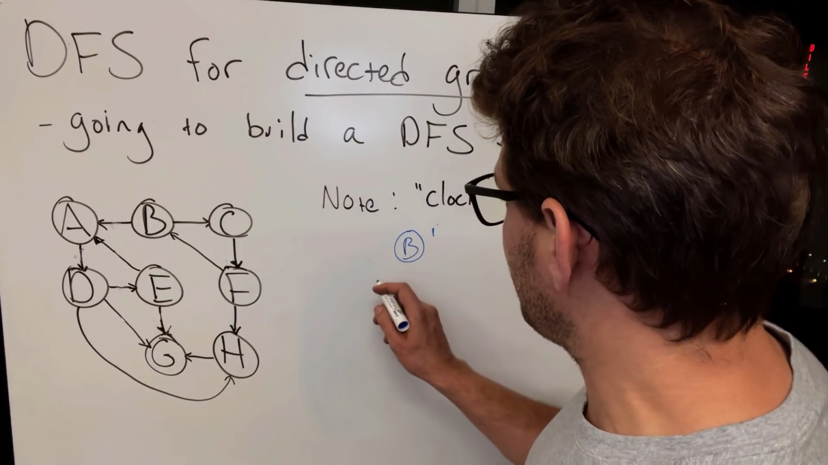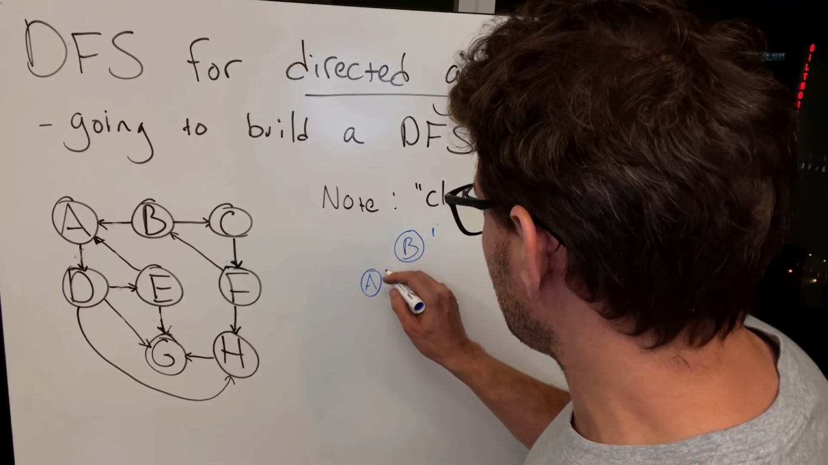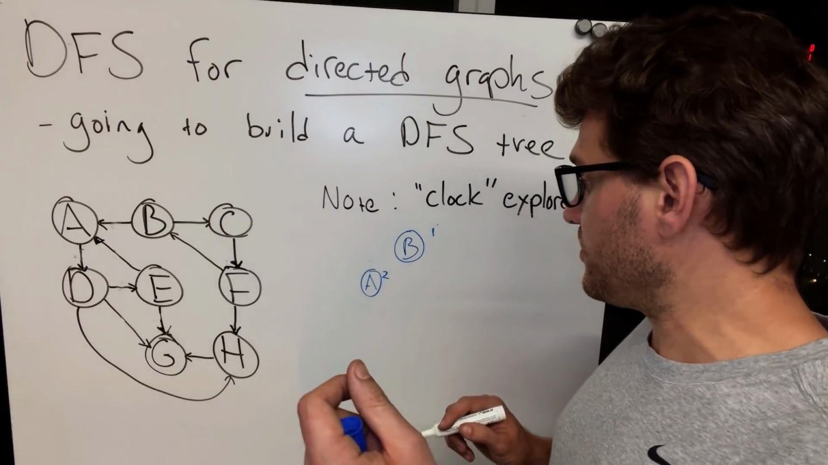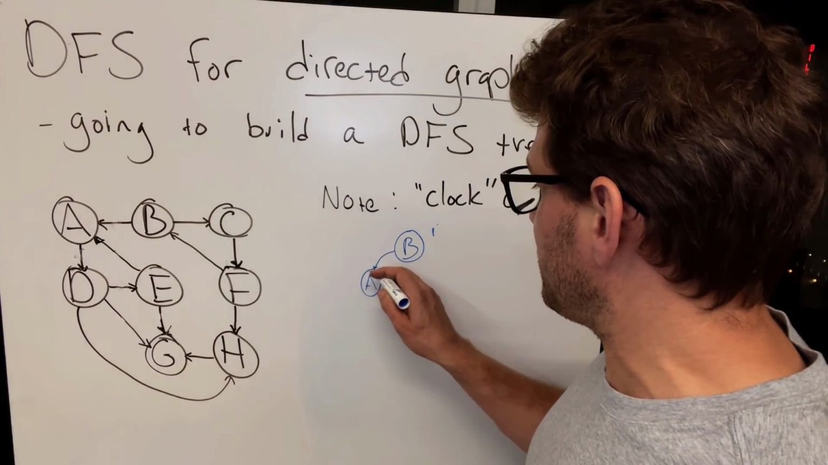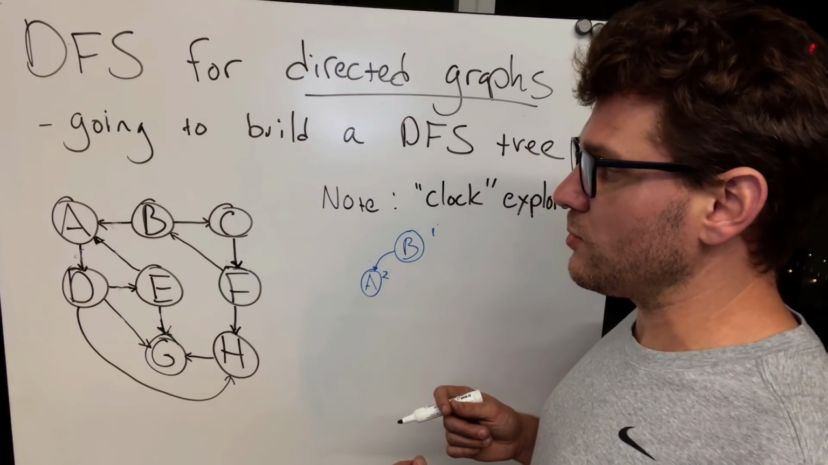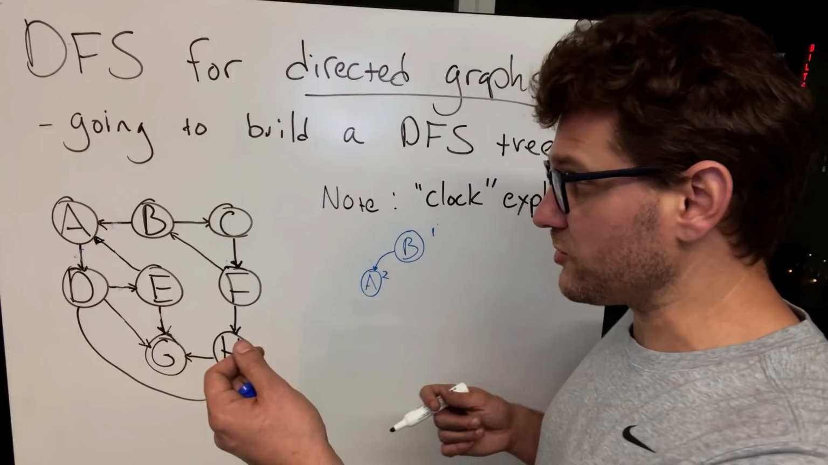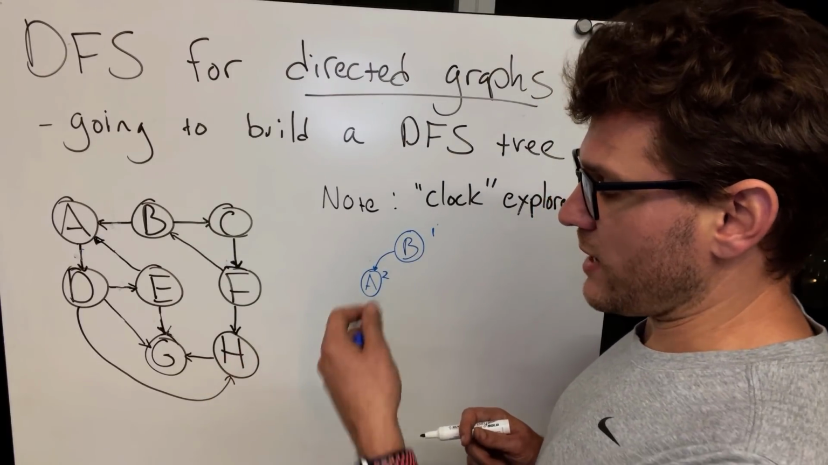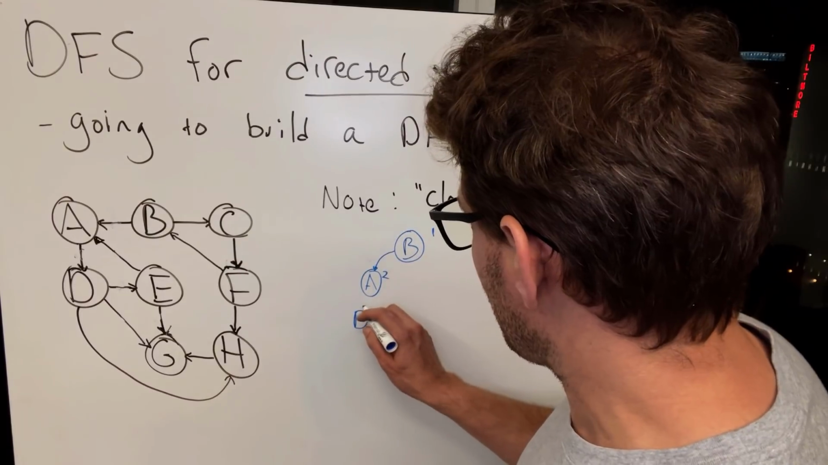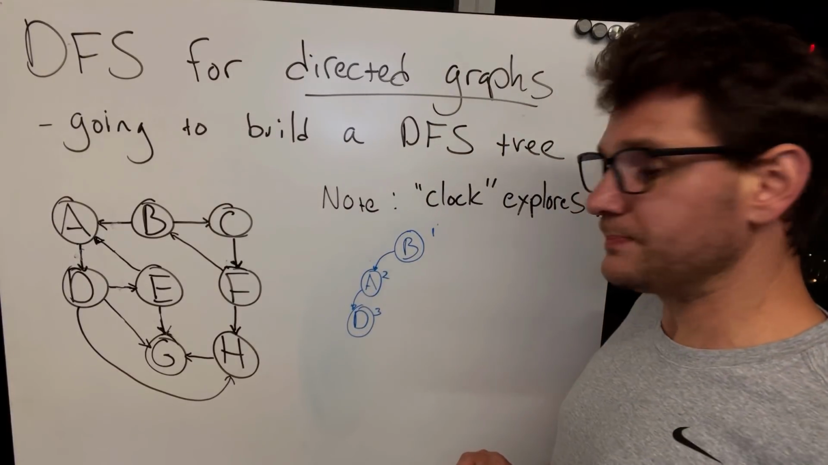I've now visited A, so I'm going to write A down. A is now visited. I'm going to mark it with a 2 because I started exploring it at time 2, and I make sure I include this edge from B to A. Okay, now I'm at node A. I want to explore the neighbors of A, the nodes which A points to. In that case, the node that A points to is just D. So I write node D down, I mark that with a 3, and I record the edge from A to D.